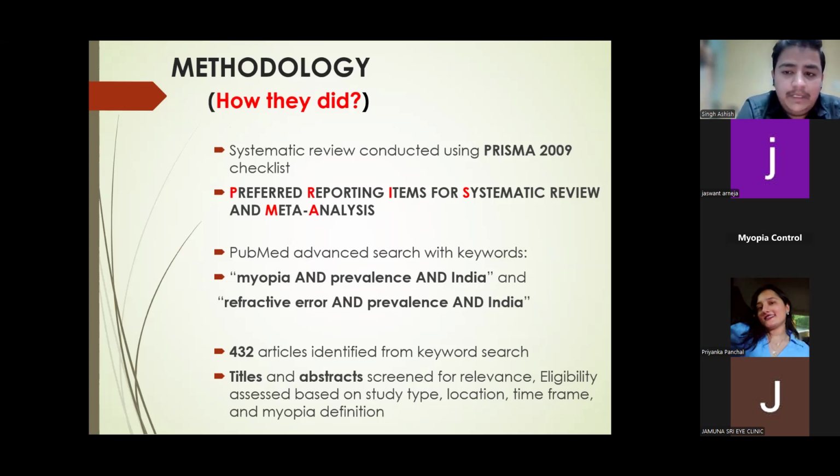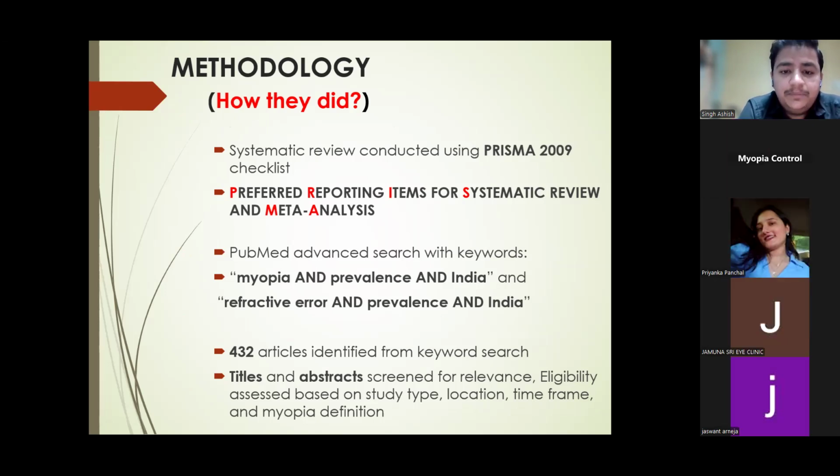Methodology. This is the main methodology: how they started working, and how this PRISMA works. They conducted a systematic review using PRISMA. PRISMA is a 2009 checklist named Preferred Reporting Items for Systematic Reviews and Meta-Analyses, and this study is based on meta-analyzing different groups of studies into one, so we can check further prevalence for the future. It started with searching PubMed advanced search with keywords in advanced mode: myopia prevalence and India, and another keyword search, refractive error and prevalence in India.